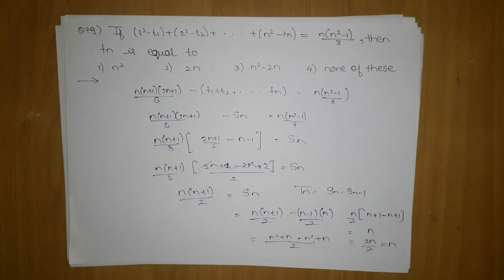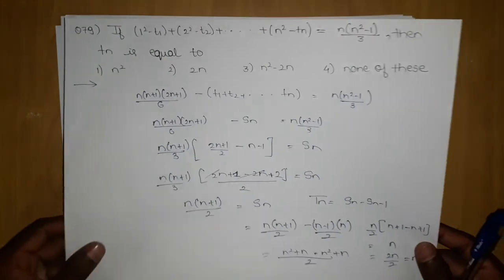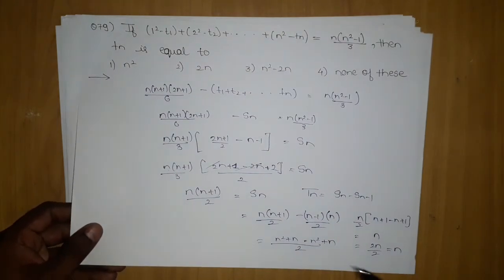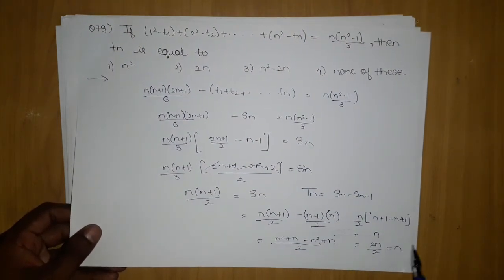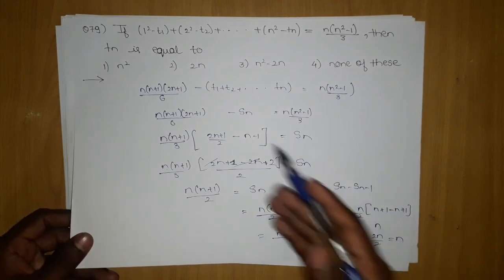Okay, now let's move on. We are getting n as answer, or it might be any calculation mistake. You can check it out, the process will be same, Tn is equal to Sn minus Sn minus 1, and the rest all will be same. Now let's move on to the last question of the series.